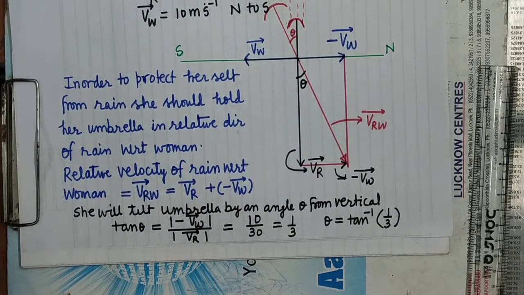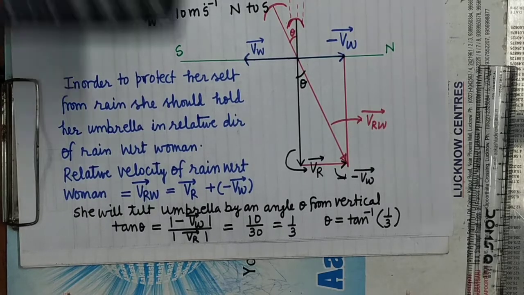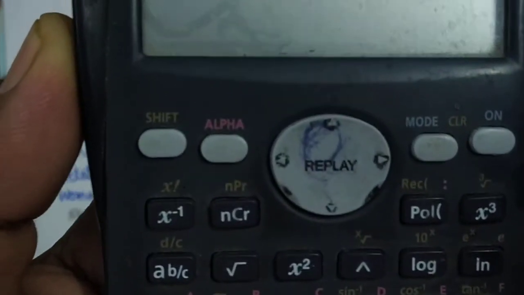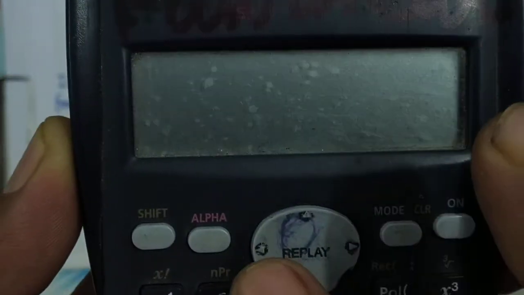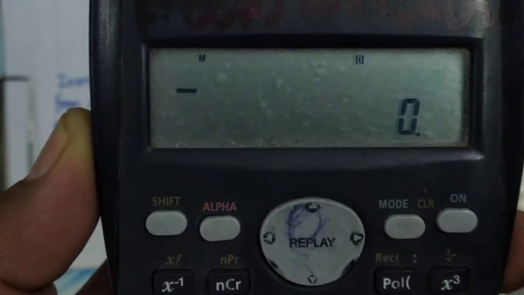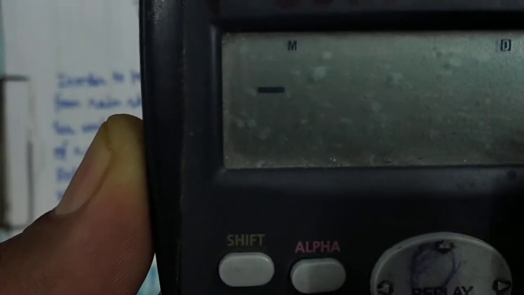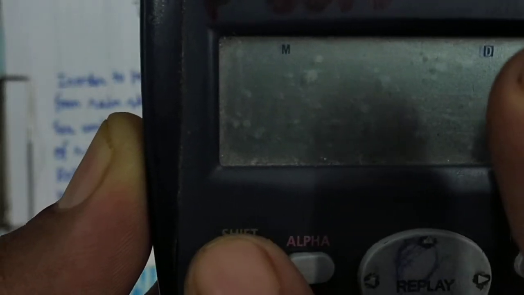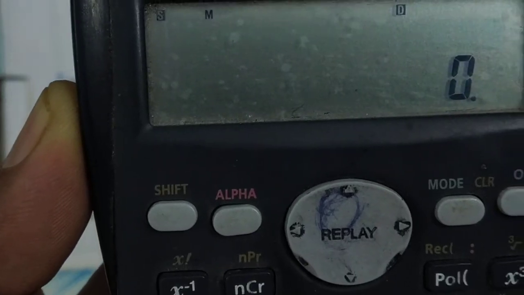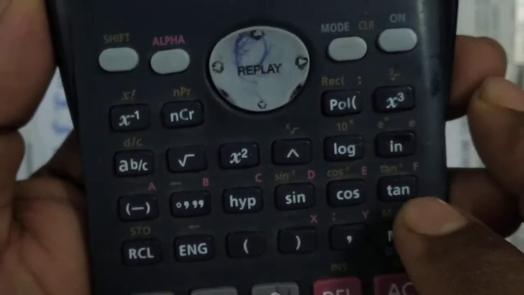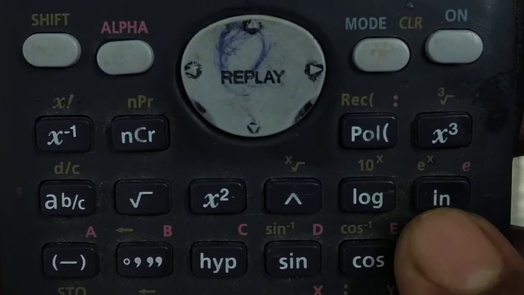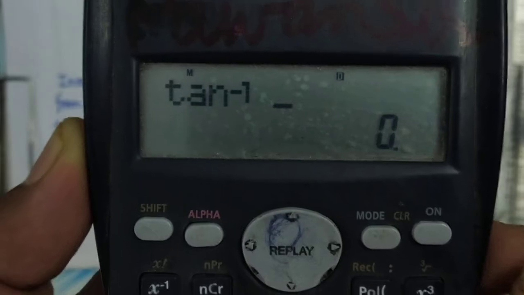Now see here, how will you calculate tan inverse 1 upon 3? That I am going to show you by calculator. First you switch it on. Now there is a shift button. You press this shift, then you press this tan. Above the tan it is written tan inverse. So you press tan inverse.